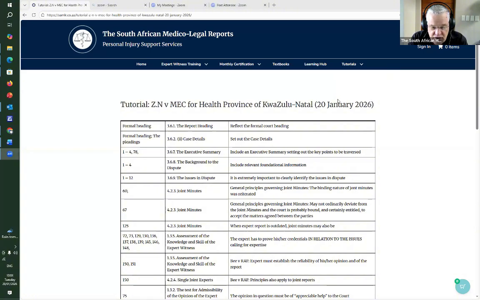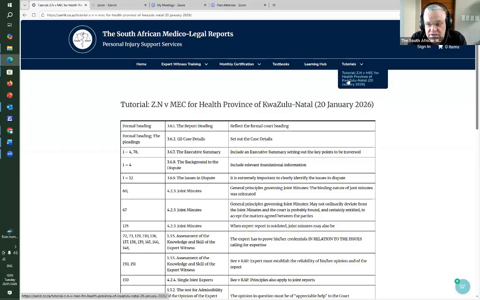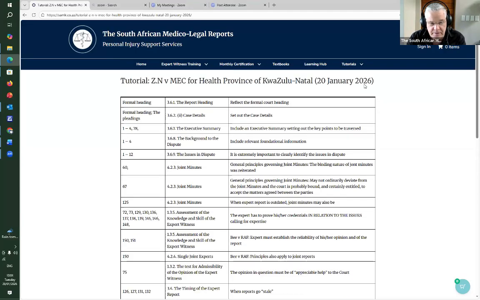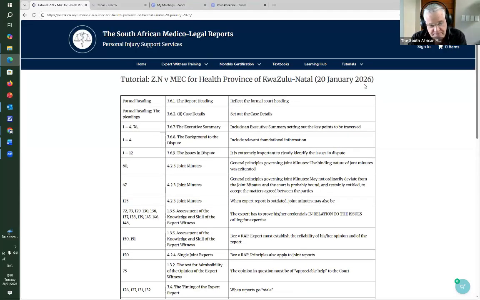And if you do want to go onto the site, just have a look at the tutorials tab, and you will then find this particular tutorial, the only tutorial on that tab at the moment, 20th of January 2026. And you'll see from the content on screen that we're going to have a look at a matter of ZN versus MEC for Health, Province of KwaZulu-Natal, 20th of January 2026. That's today's date. That's the tutorial date, not the date of the judgment. I'll take you through the judgment details in a moment.